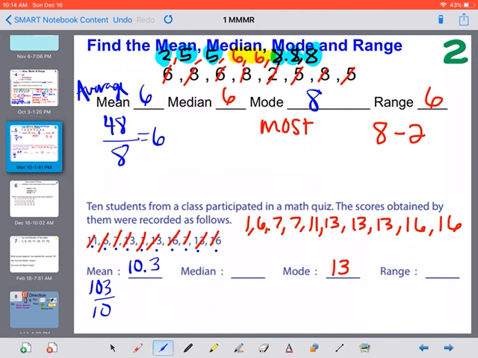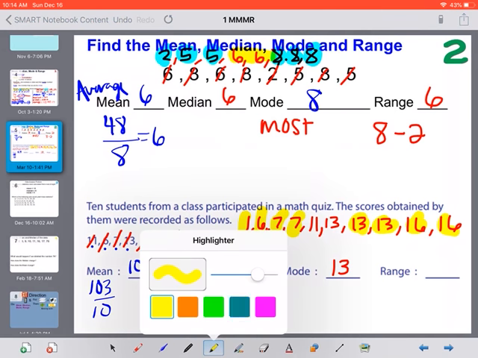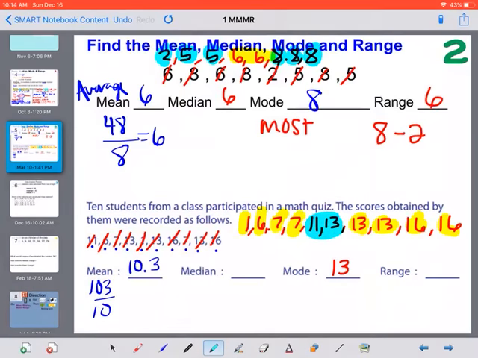But now we can go cross off the same on either side. 1 1, 2 2, 3 3, 4 4. Alright, we have 2 numbers that are in the middle here. So what we have to do is add them up and divide by 2.